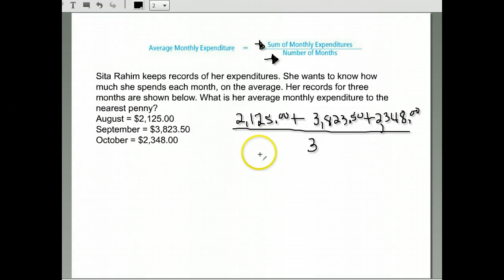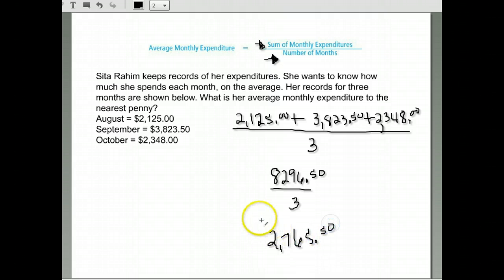Okay, so on the top you just add to get your total. You should get $8,296.50 and then divide by 3. In the end, you should get $2,765.50.